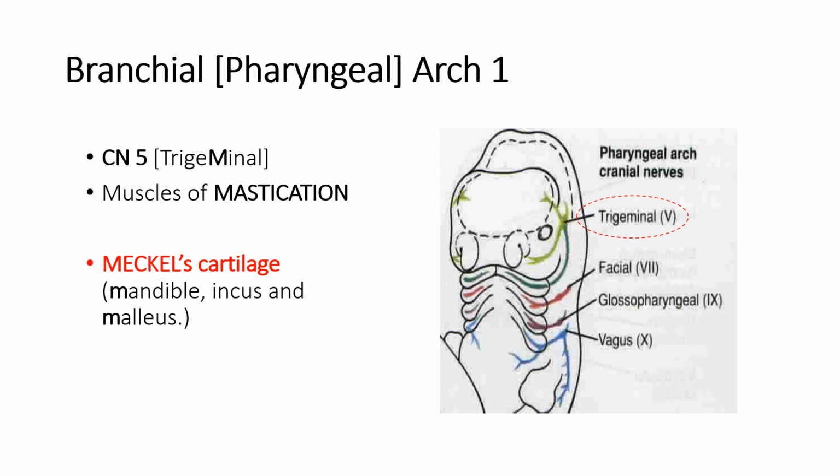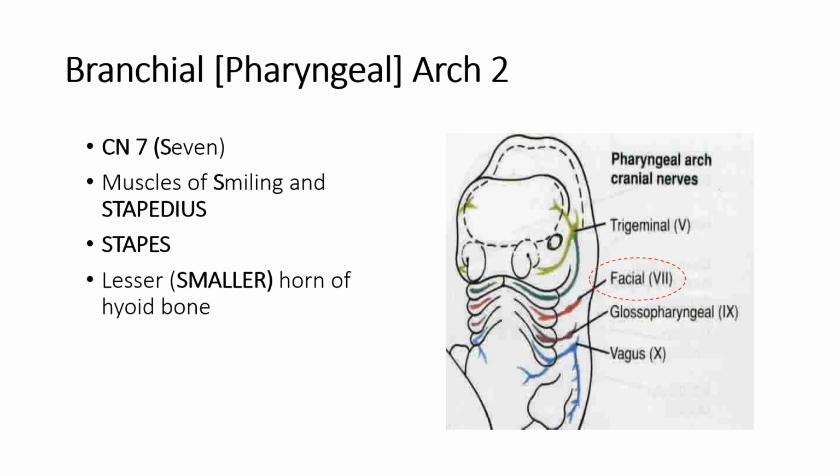So muscles of mastication or chewing, there's the M. And then Meckel's cartilage with an M. So that's our mandible, our incus, and our malleus. Branchial arch 2, this is cranial nerve 7. So muscles of smiling, so this is our S's for 7. Smiling, stapedius, stapes, the lesser or smaller horn of the hyoid bone, all from 7.